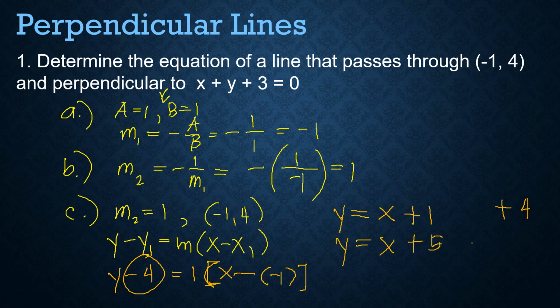That will be the slope-intercept form, and if you would like to end it in general form, we have x minus y plus 5 is 0. And in standard form, x minus y is equal to negative 5.